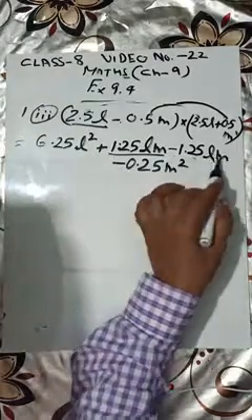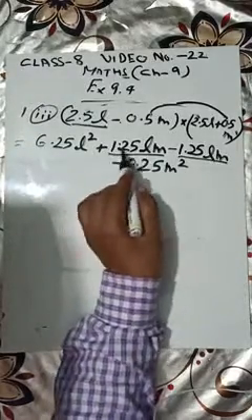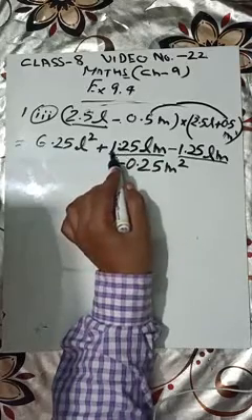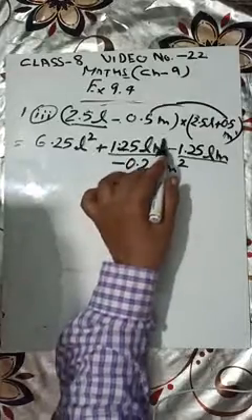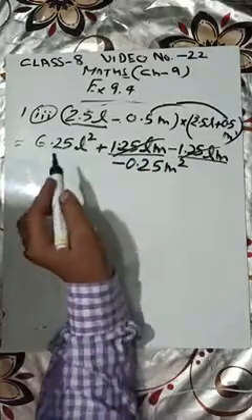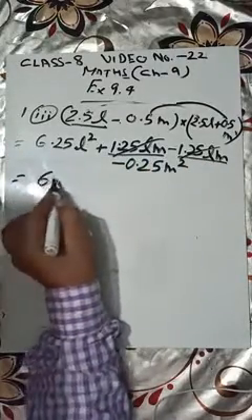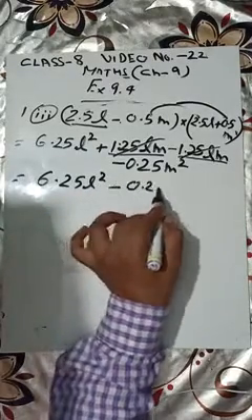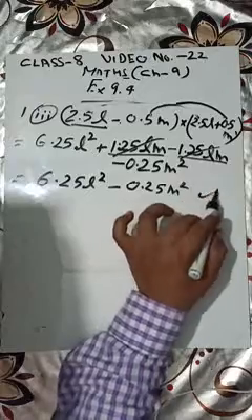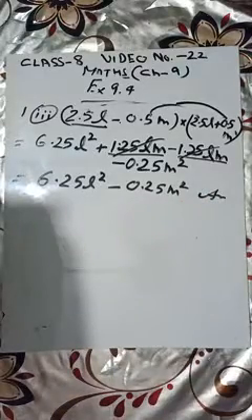Now look at the like terms. These are like terms. Both have the same numerical coefficient. Look, 1.25 minus 1.25, so these are going to cancel each other. It will be 0. Okay. So your answer will be 6.25 l square and minus 0.25 m square. This is your final answer.